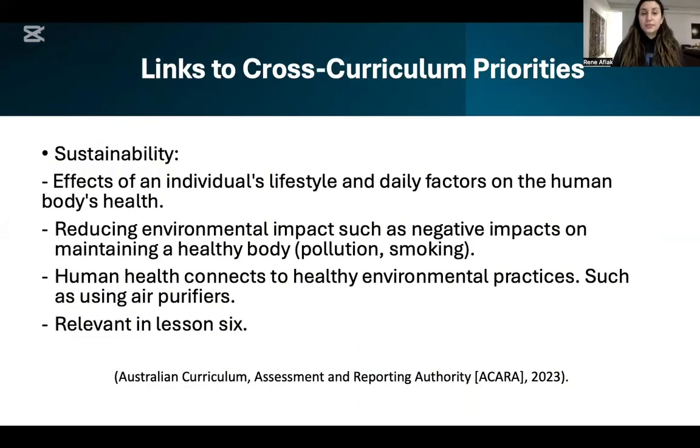Links to cross-curriculum priorities. Sustainability. This was focused on sustainability. Effects of an individual's lifestyle and daily factors on the human body's health. Reducing environmental impacts such as negative impacts on maintaining a healthy body. This includes pollution and smoking. Human health connects to healthy environmental practices such as using air purifiers. This link is relevant to Lesson 6 where a model was made that showcases sustainable respiratory systems and staying healthy.